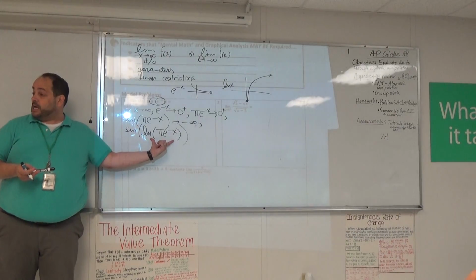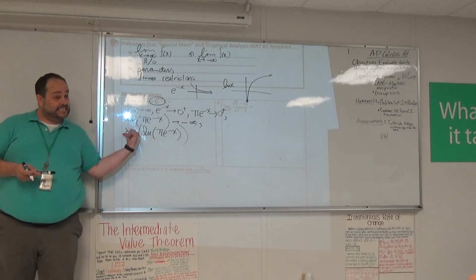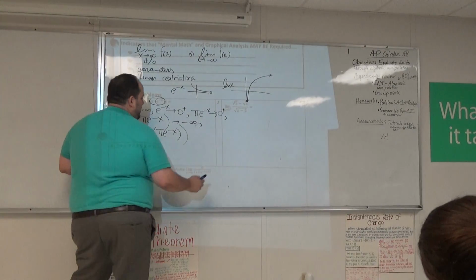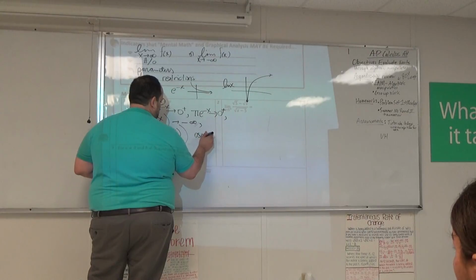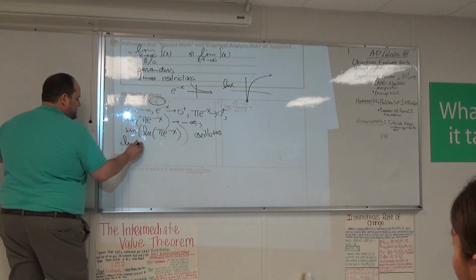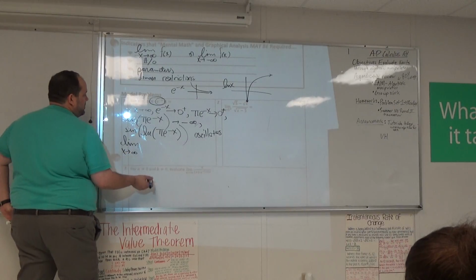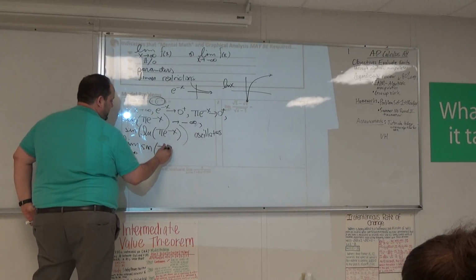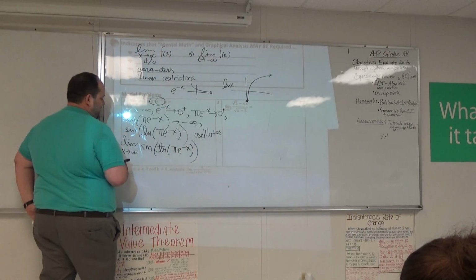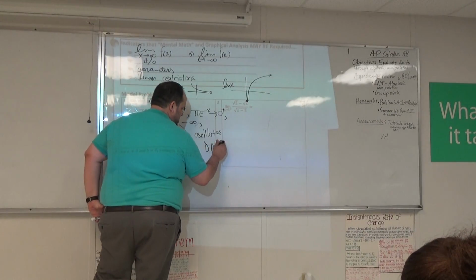Right, if the angle is approaching negative infinity, what does the sine graph do? It oscillates, okay? And so I'd say something like this guy oscillates. So your final best answer is going to be the limit as x approaches infinity of sine of natural log of pi e to the negative x does not exist.